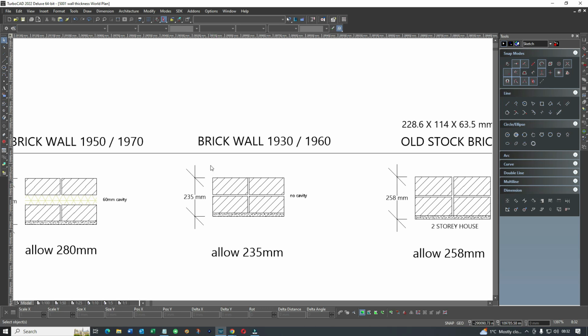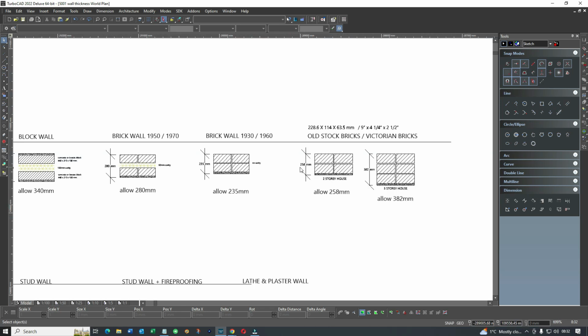Anyway, 1930s, 1960s, we're looking at no cavity wall, around 235 all in. So again, if you're looking at a nice 1930 style house, 1940s, you have an idea that the exterior walls should be 235.